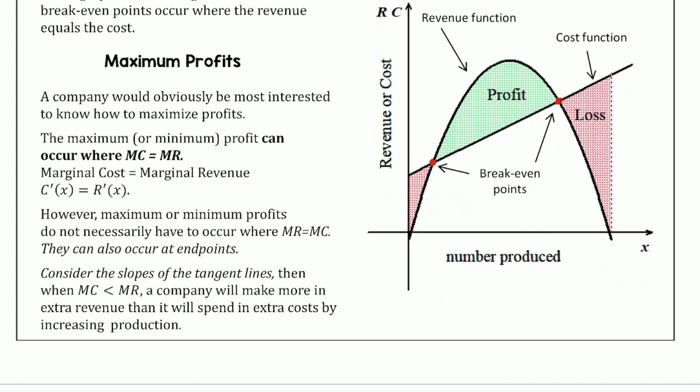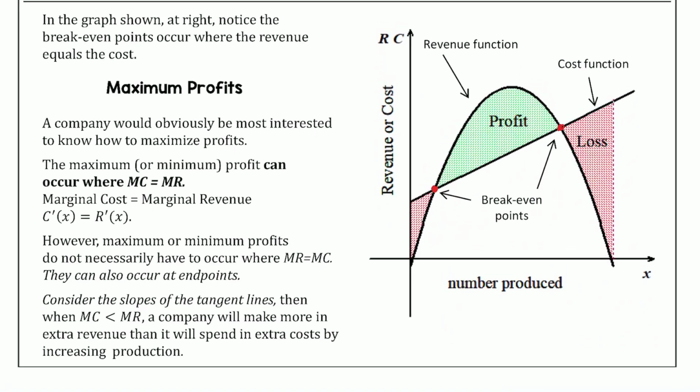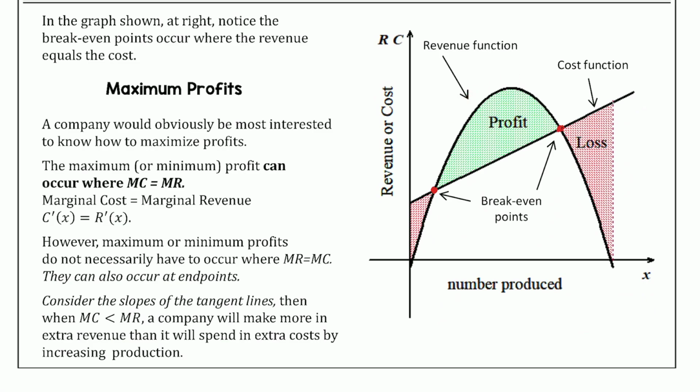So consider the slopes of the tangent lines. Then when MC is less than MR, a company will make more in extra revenue than it will spend in extra costs by increasing production. So notice here, if I have my revenue function like this parabola here, whenever this graph is above our cost function, we're making pure profit. And so this here is the representation of that dollar amount, of that profit. And when we get further into later units, we'll be able to calculate this area and find out how much money that really is, but at the current moment we can't.